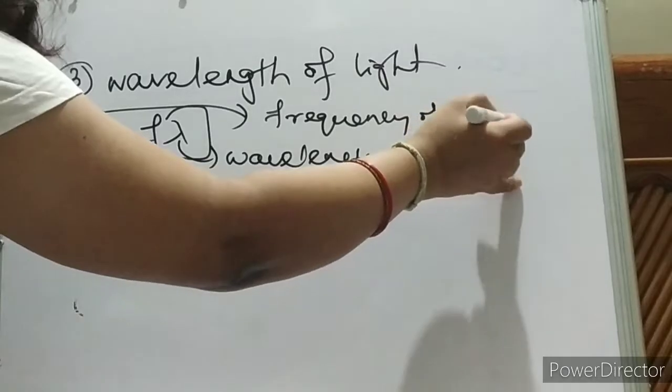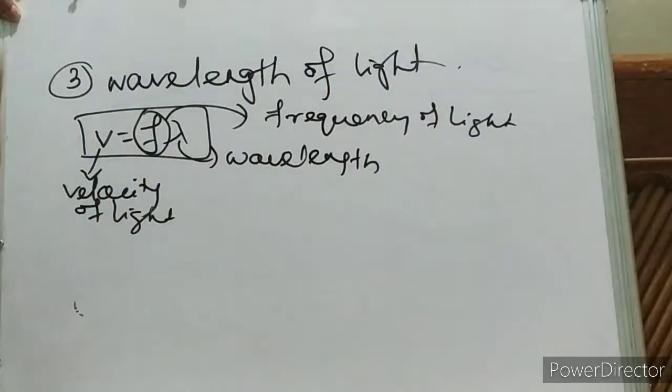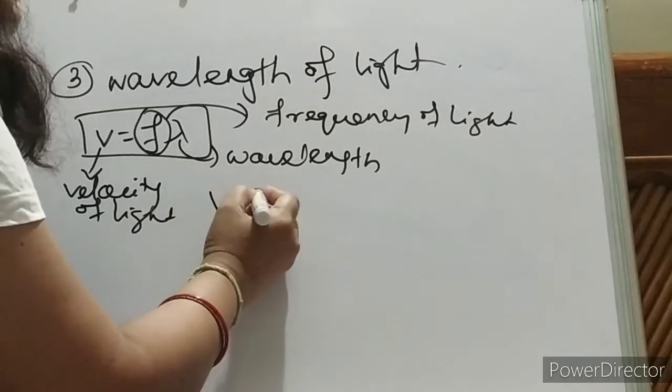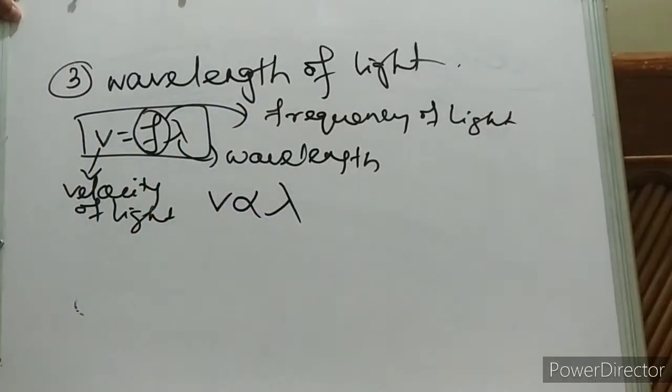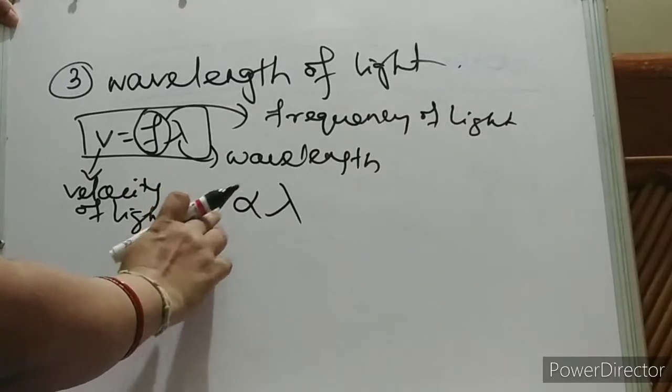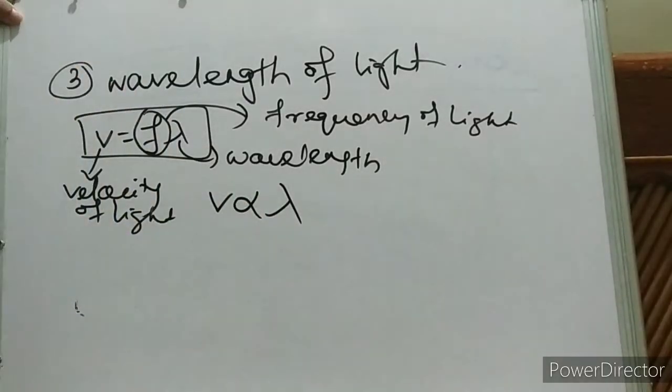This frequency of light will be the same in a medium. Is your frequency going to change? No. So f will be the same. That means v is proportional to lambda. That means your velocity of light in a medium depends on the wavelength of light.